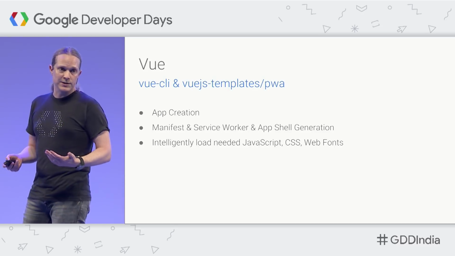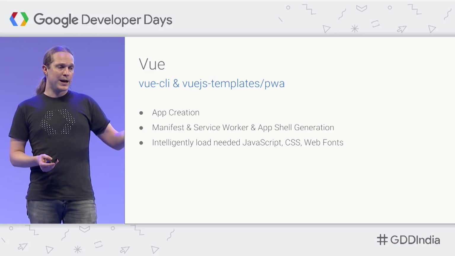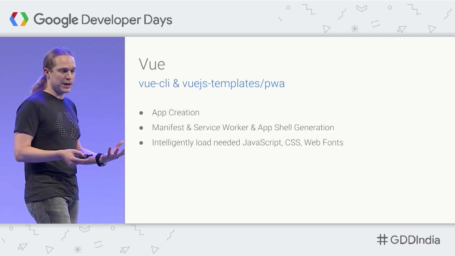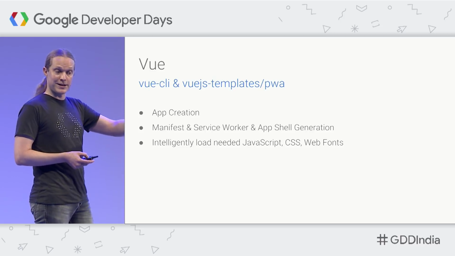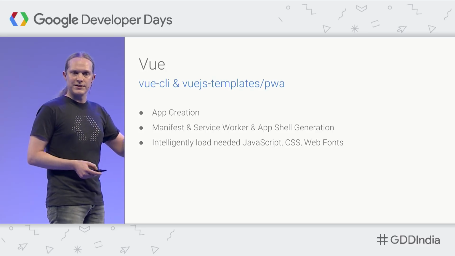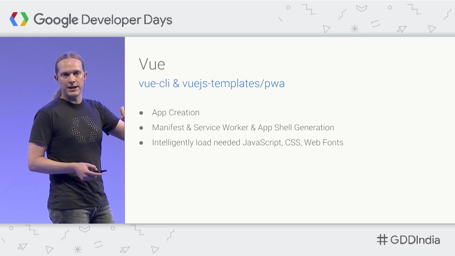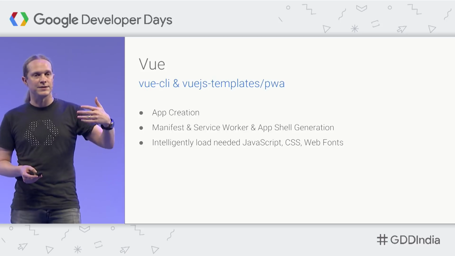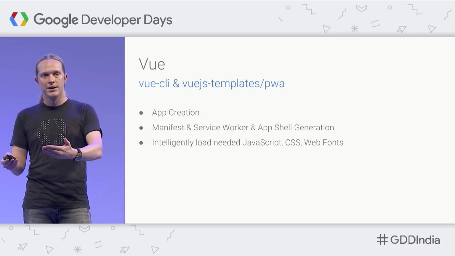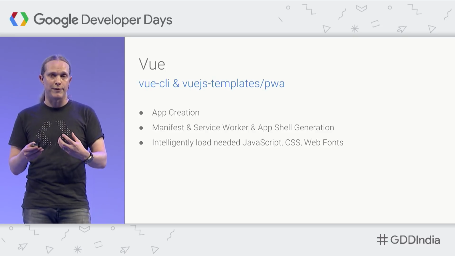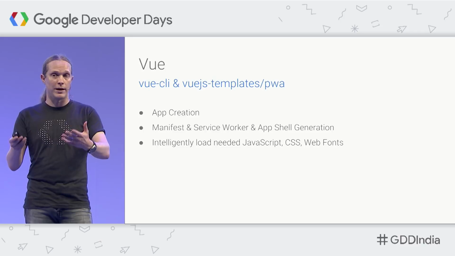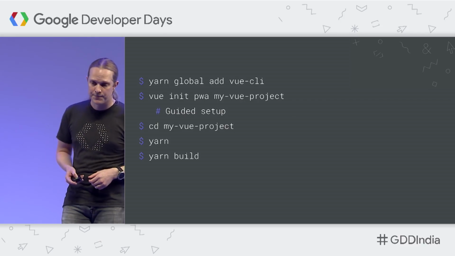Vue.js. So in this case, we're going to go get the CLI tool, and we're also going to pull down a number of default templates. This gives us the app creation, the manifest, the service worker, the app shell. One of the things that Vue does is it actually does some nice lazy loading for the additional JavaScript, CSS, your fonts, and so on. So I would recommend looking at what they do there to understand how you can pull in that functionality as you need it, rather than necessarily bundling it all up front and pushing it down to the user.